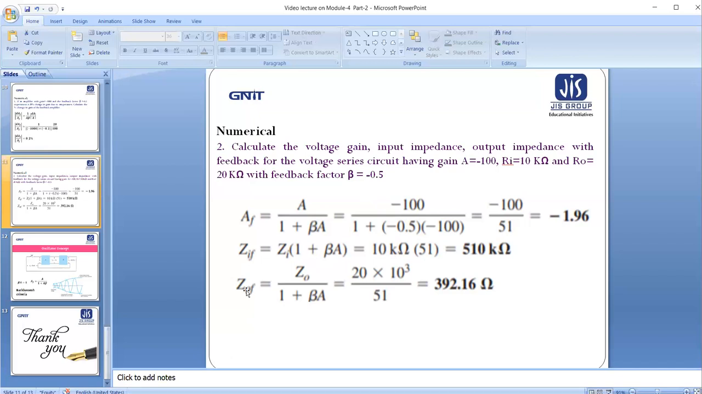In case of output impedance, it is Z0F. Z0F equals Z0 by 1 plus A beta. Please keep in mind that in the voltage series, the output impedance will be reduced. So it becomes 20 into 10 to the power 3 by 51, thus it becomes 392.16 ohm. So output impedance will be drastically reduced.